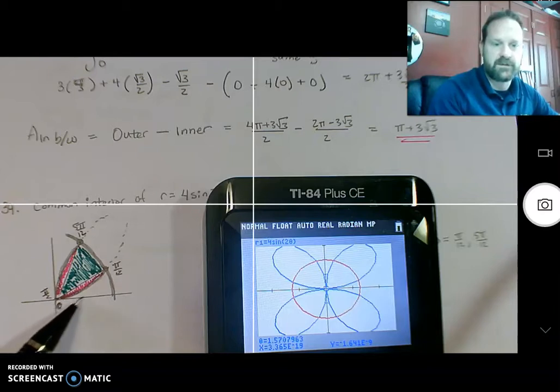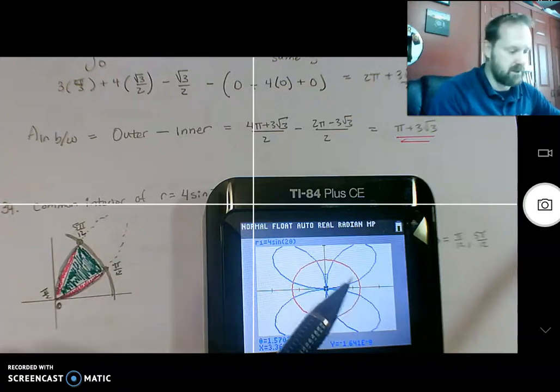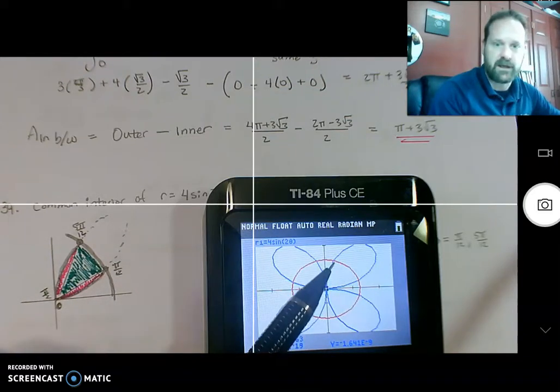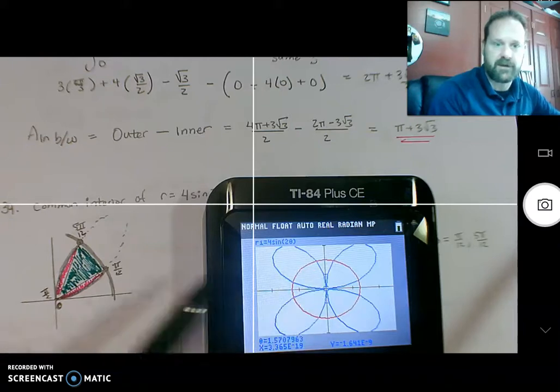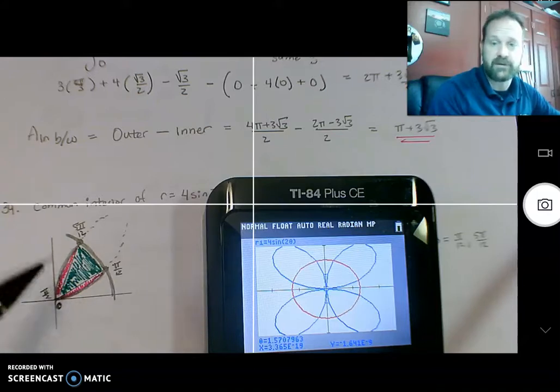From 0 to pi over 12, I'm going to be on the blue one on my calculator, and I want this area. Then I'm going to switch to the other equation from pi over 12 to 5 pi over 12, and I'm going to get this region in between. Then if I cut from there to there, I'm going to go back to the blue line and get that one. So my formula is going to be this plus this plus this. I'm going to set that up.